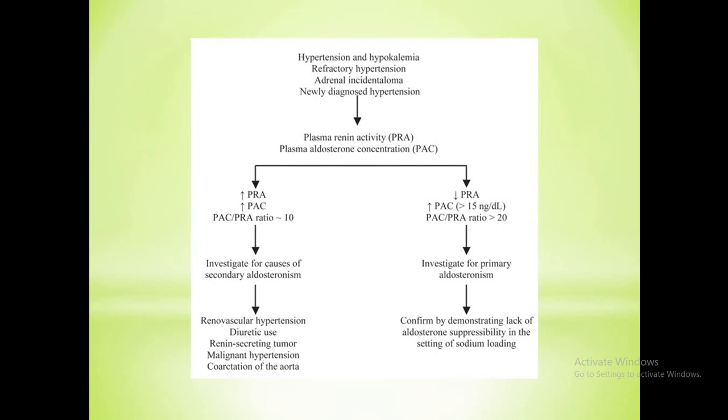So this is a flow chart. Any patients with hypertension or hypokalemia or refractory hypertension or incidentaloma or newly diagnosed hypertension, so the incidentalomas also fall in that. You assay the plasma renin activity and the plasma aldosterone concentration. If the PAC to PRA ratio is approximately 10, you investigate for other causes of secondary aldosteronism like renovascular hypertension, diuretic use, renin secreting tumor, malignant hypertension, or iatrogenic causes.